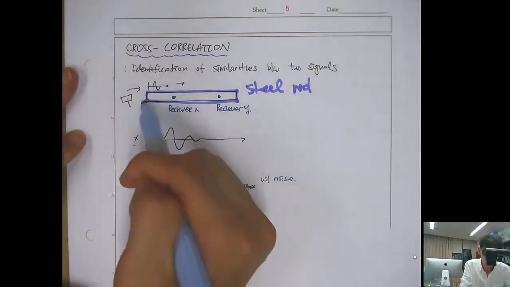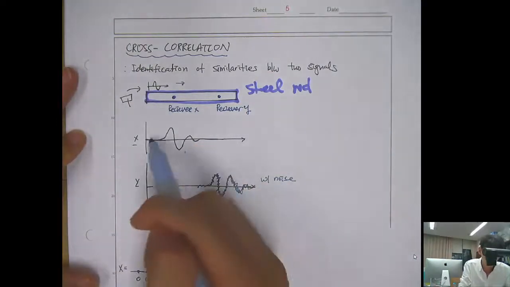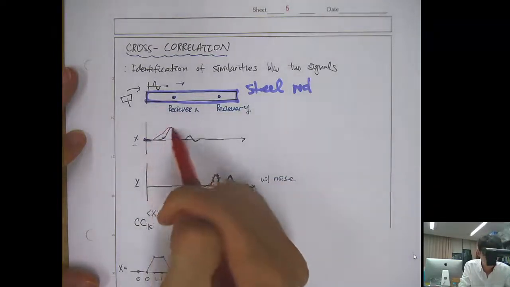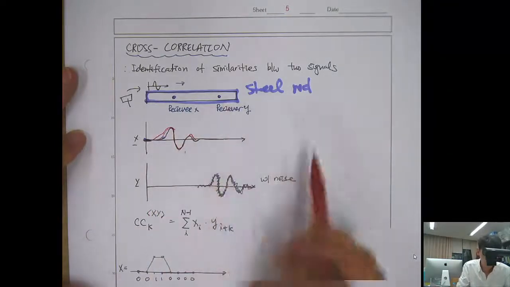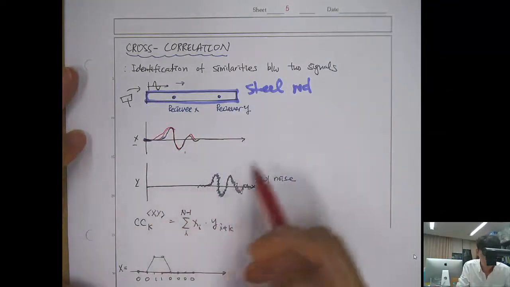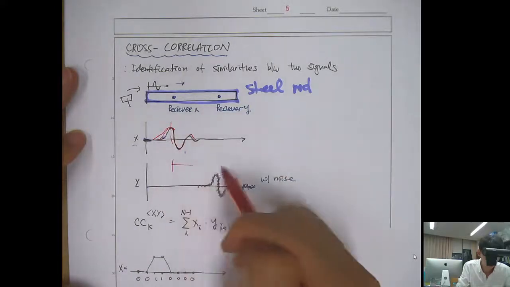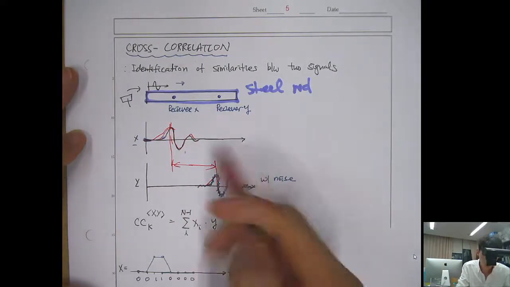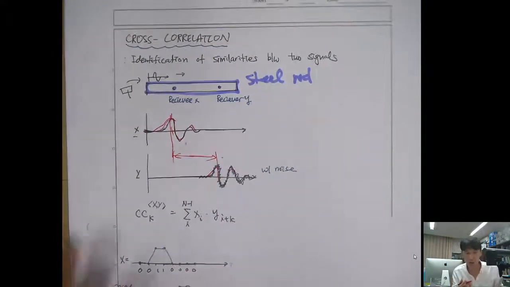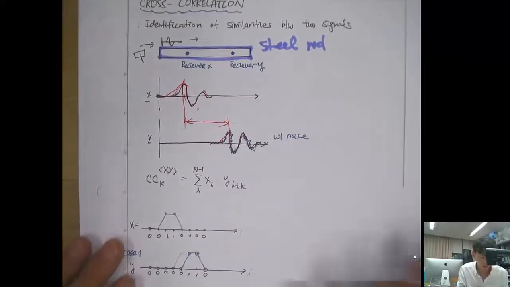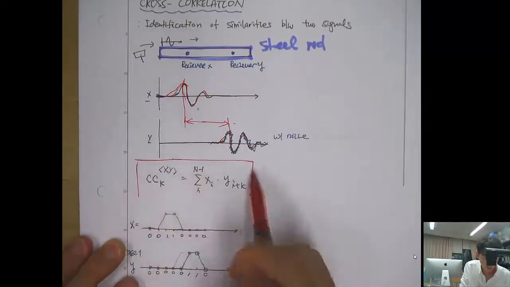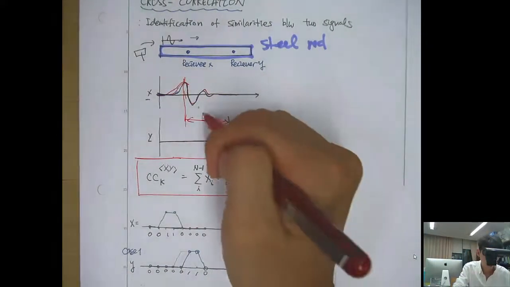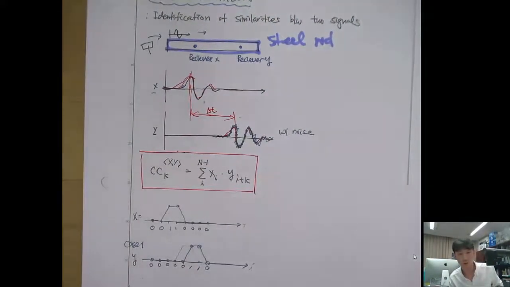And when you hit one end of this steel rod with a hammer, X receiver will acquire this kind of signal, right? And Y receiver will also acquire a signal, but it's a little bit delayed, right? By this much. But it will be the same, similar shape. It could be a little bit noisy. So then, if we do the cross correlation, we can find the time difference between these signals.